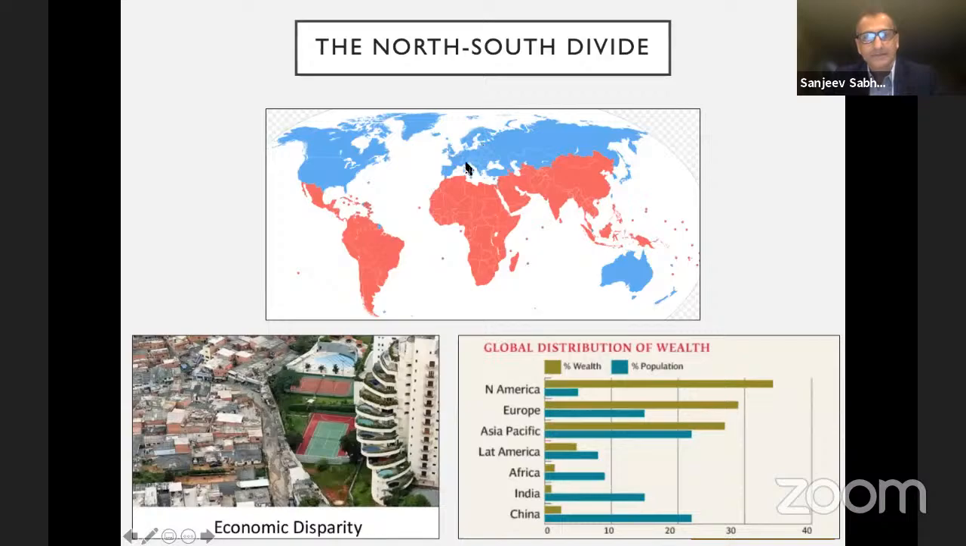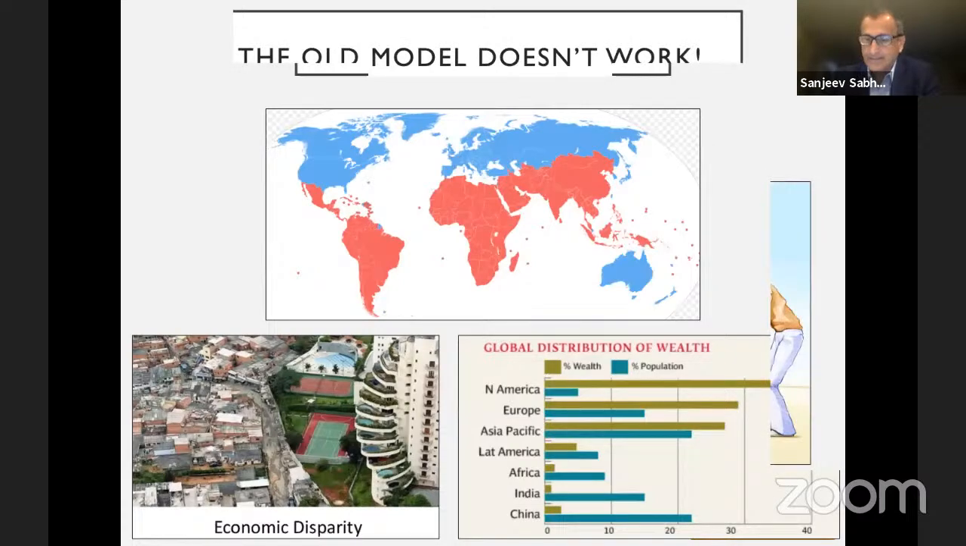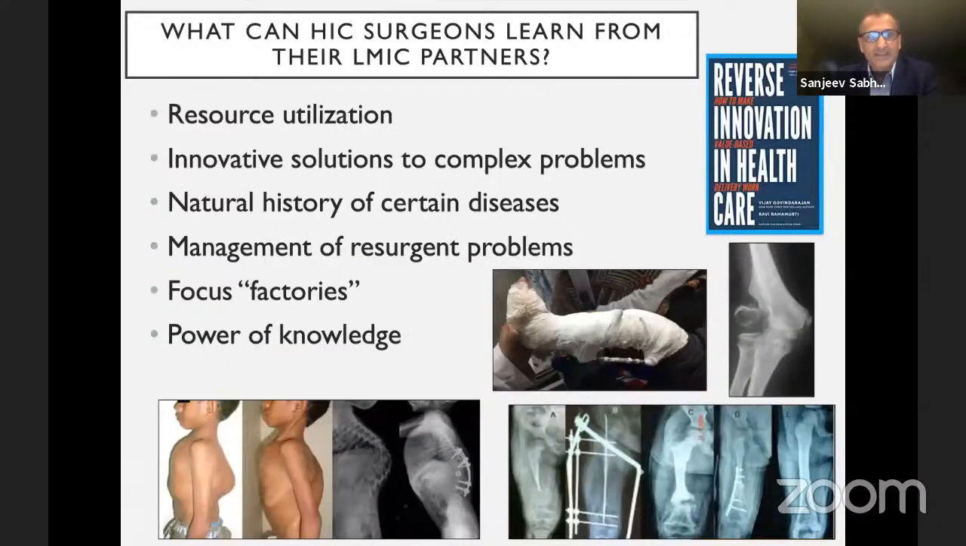So we all know there is a north-south divide, and Dr. Hosni and others have very nicely outlined that. And the question is, how do we address that? There is a lot that we all can learn from each other. And I think that's the issue, that right now, a lot of it has gone unidirectionally. How can we make that learning bidirectional so that surgeons in the high-income countries can also learn from their counterparts in other resource-limited environments?